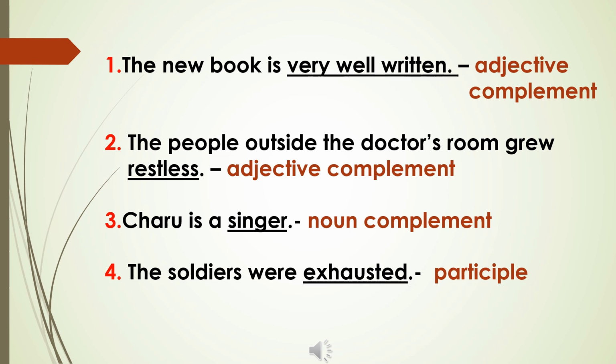First and second, we have already discussed. The third one, Charu is a singer. Here, is is the verb and a singer is the complement. Singer is a noun, so it is a noun complement. 4. The soldiers were exhausted. Here, were is the verb and exhausted the complement. Exhausted is a participle complement.